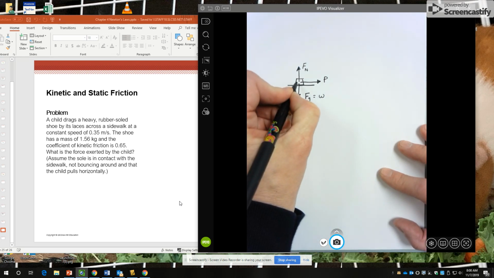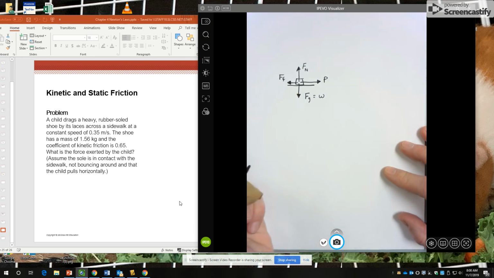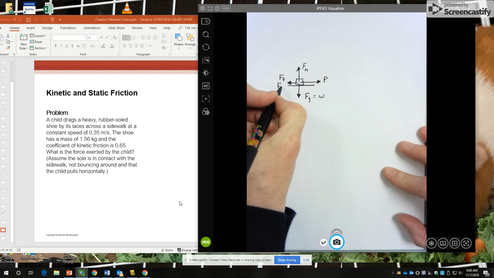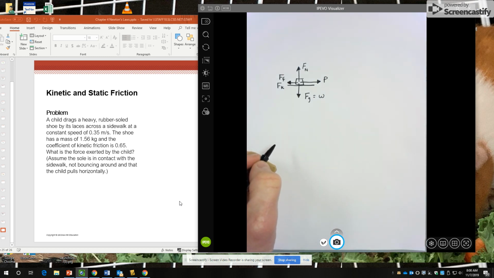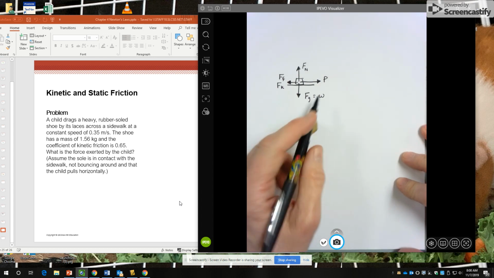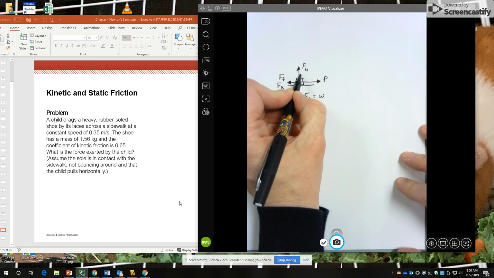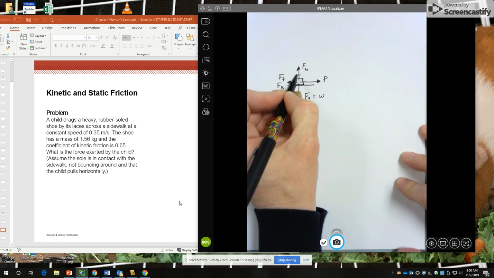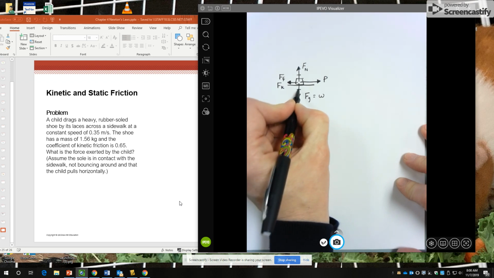And then there's friction between the shoe and the ground. I'm going to call this F subscript F, friction, or we could call it F subscript K because we know it's kinetic friction since the shoe is sliding. Okay, so these are the forces on the shoe. There are four forces. I expect the normal force, or the support force of sidewalk on shoe, to be equal to the pull of gravity on the shoe.